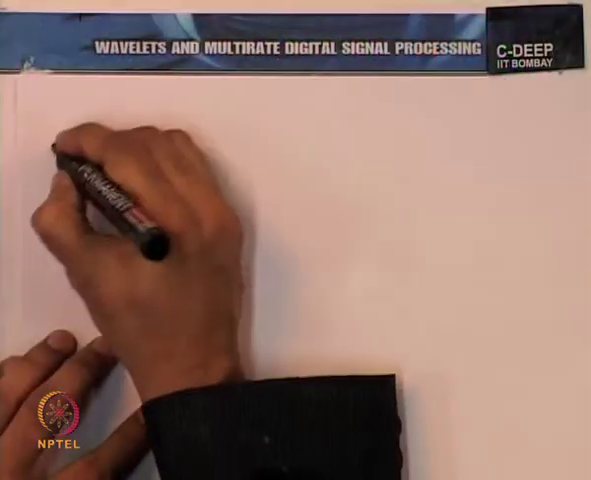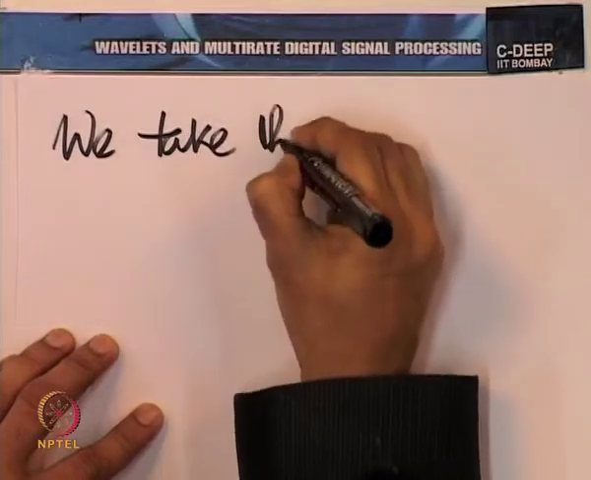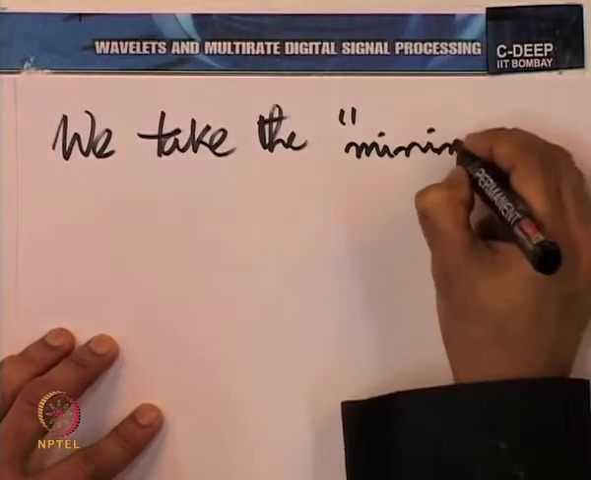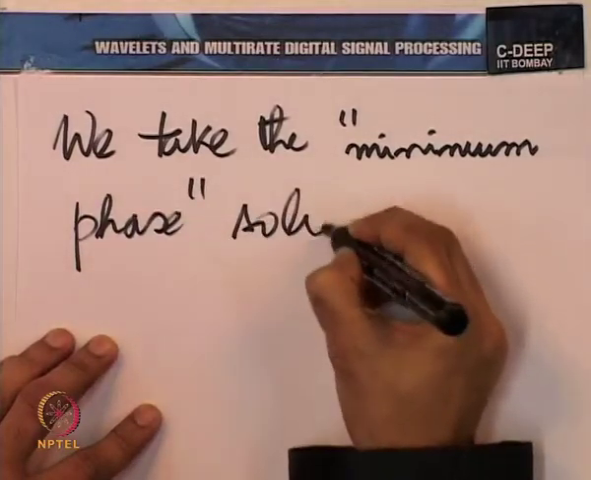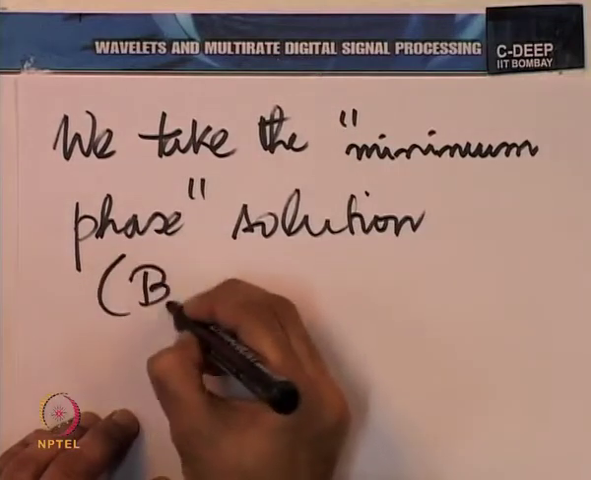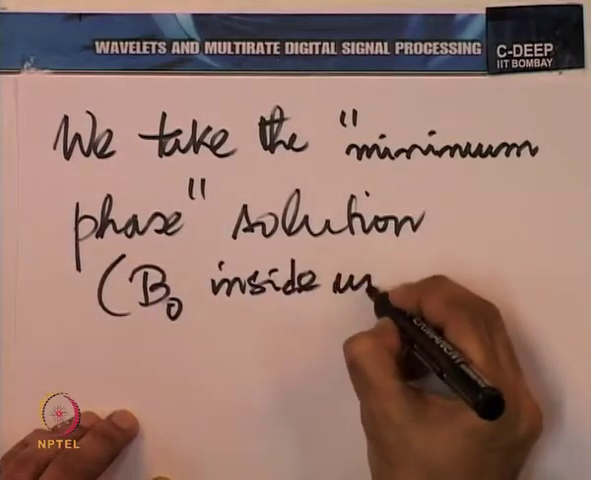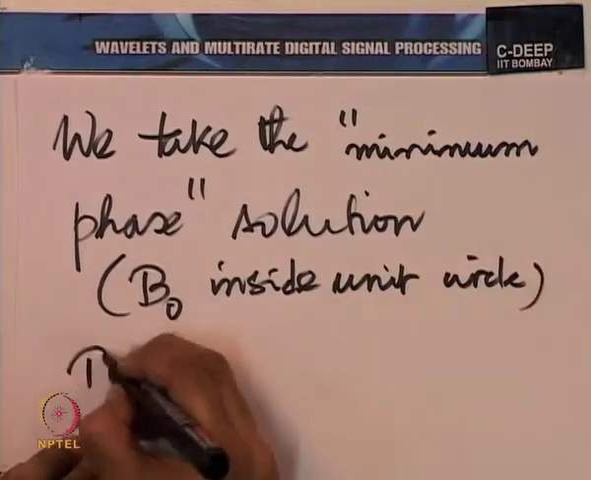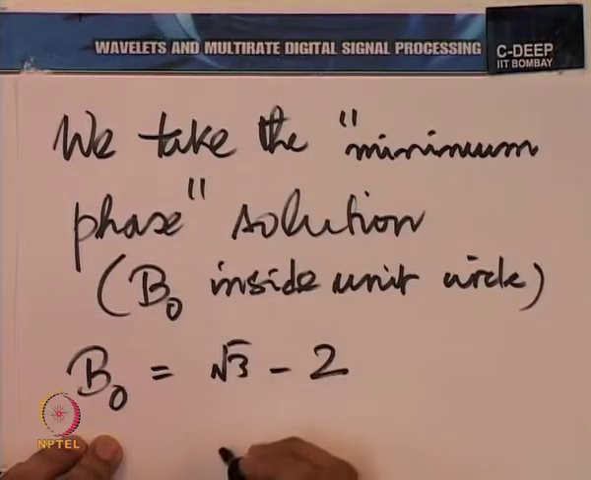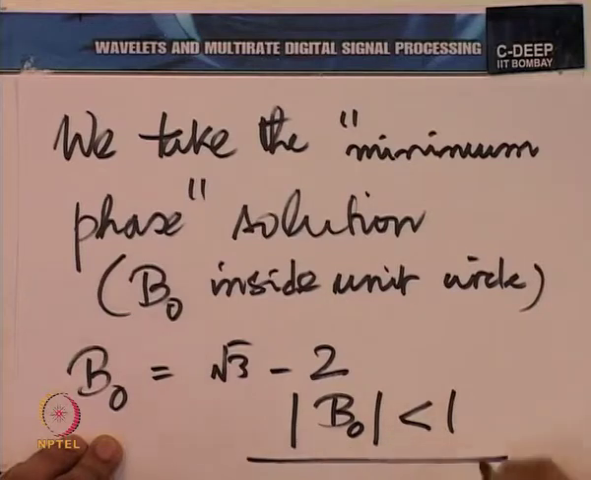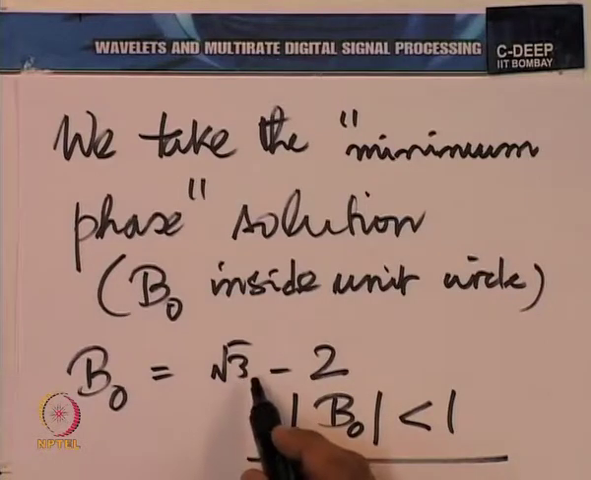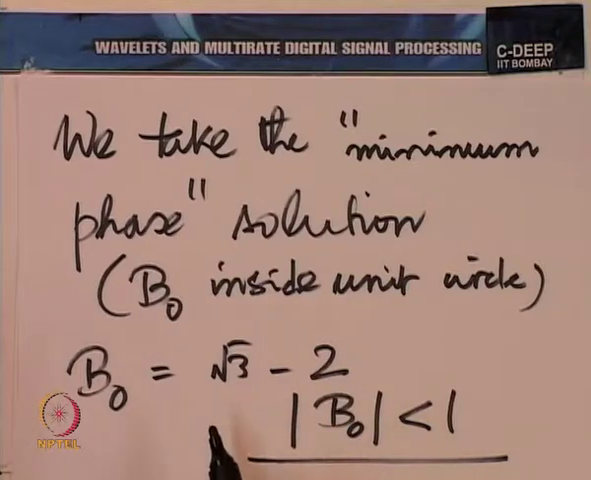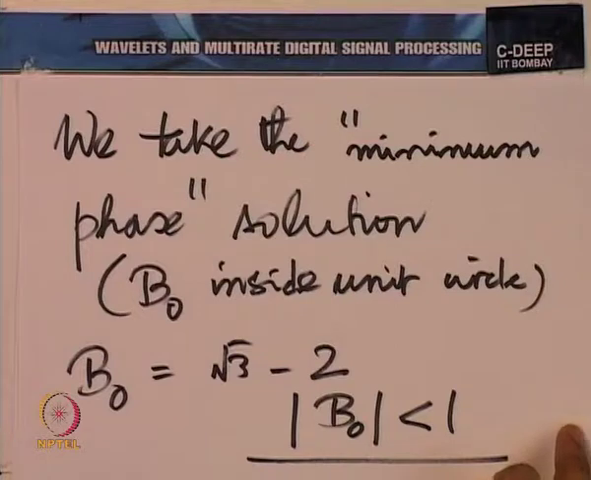So, let us summarize that. We take the minimum phase solution. That is B 0 inside the unit circle. And we have B 0 is square root 3 minus 2. Obviously, mod B 0 is less than 1 here. And one can also evaluate this approximately. If you recall, square root of 3 is about 1.73. So, this would be 1.73 minus 2, and one can come up with an approximate value. That is not really an issue.